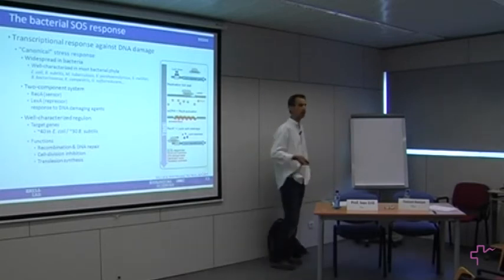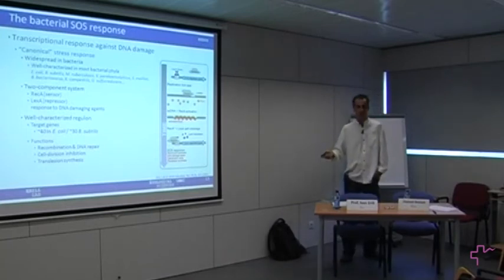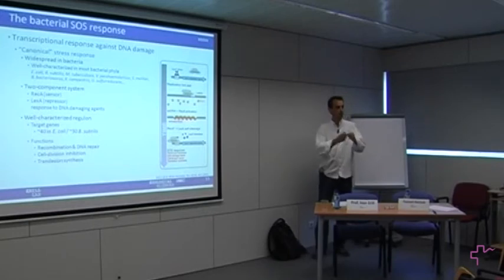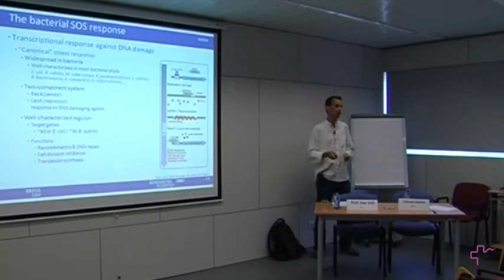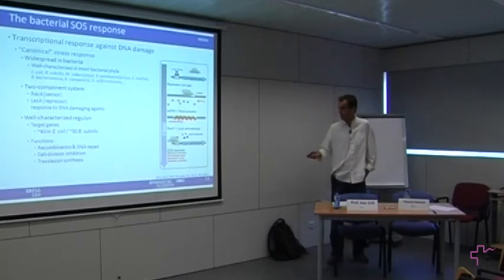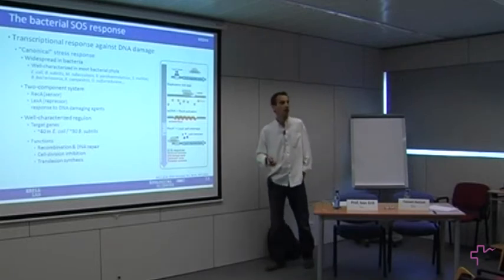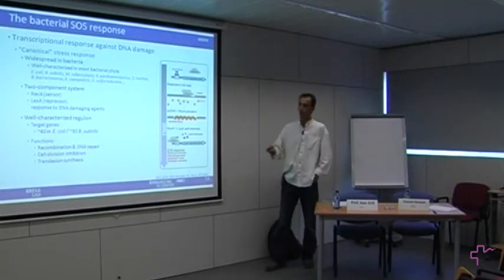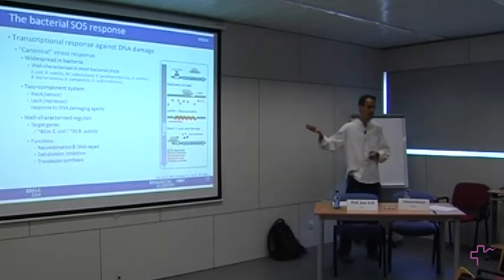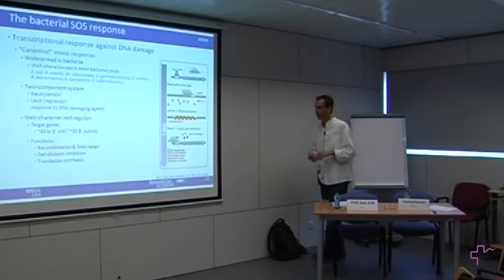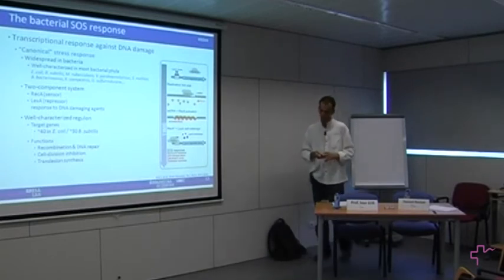DNA damage repair, so a bunch of enzymes to repair the damage. Cell division inhibitors, so that you don't split your cell before you've managed to complete replicating your chromosome. And translesion synthesis polymerases, which are less picky than the normal polymerase and will complete replication of the chromosome even if there is still DNA damage left. In doing so, they will typically create mutations, so it's a sort of mutagenic system.